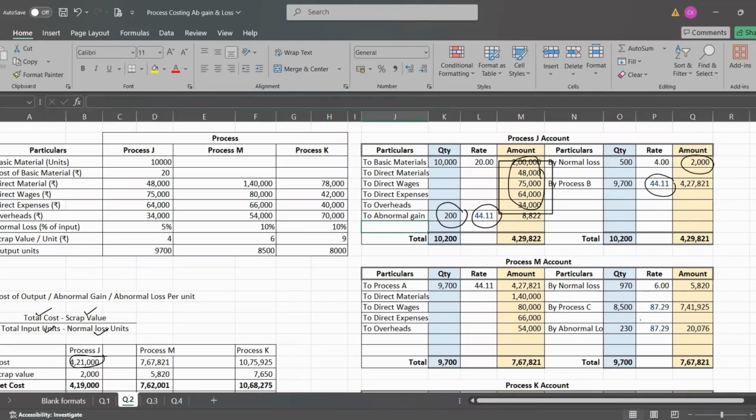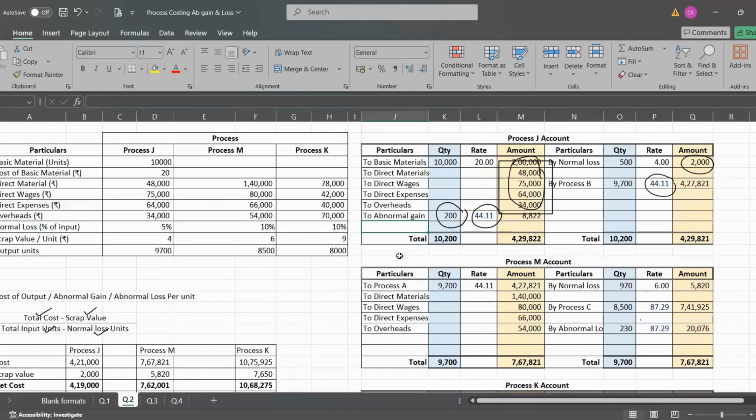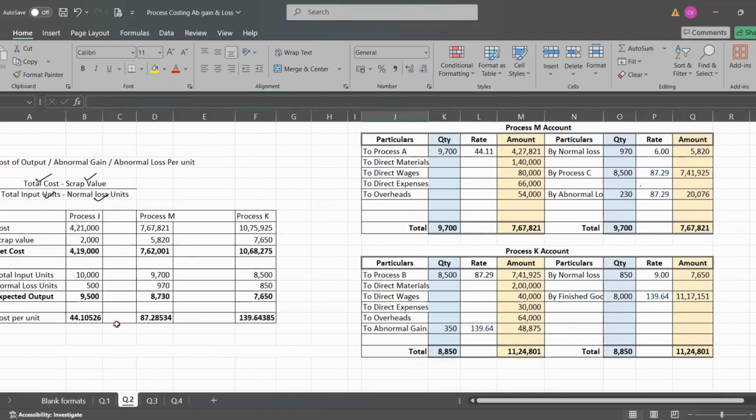So if we take the total, it comes to 4,21,000 as the amount of total cost less scrap value 2,000. So the net amount is 4,19,000, and input units are 10,000. As you can see in process 1, input units are 10,000 and normal loss units are 500. So if we deduct 500 from 10,000, we get 9,500 as expected output. Here you can see in the working note, 4,19,000 is the total cost after deducting scrap value, and 9,500 is the expected output. 4,19,000 divided by 9,500 gives 44.105.